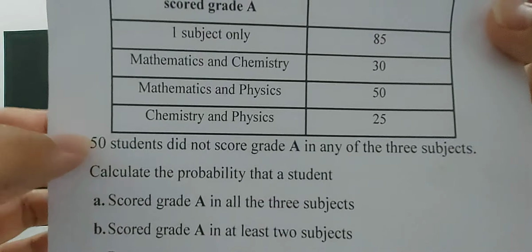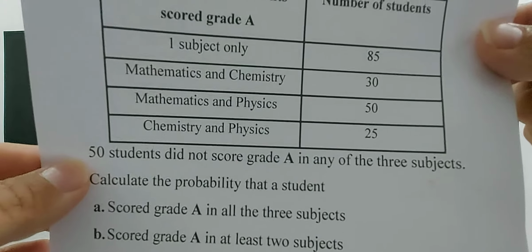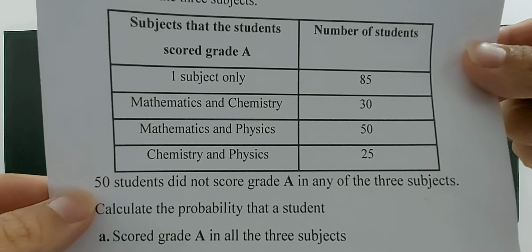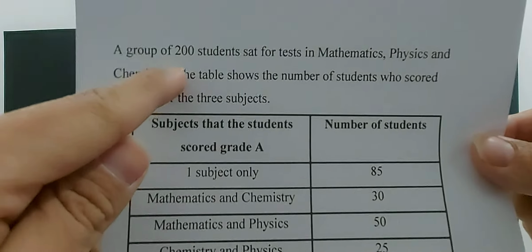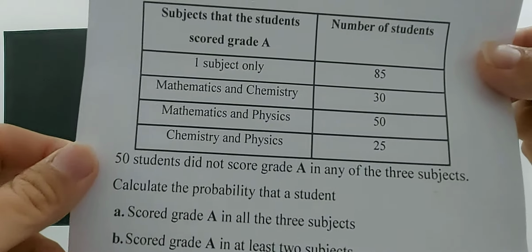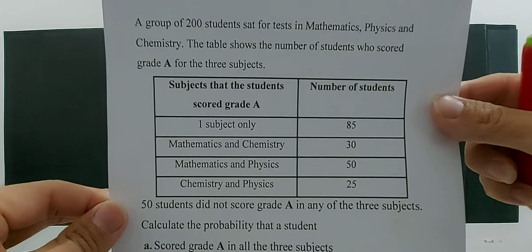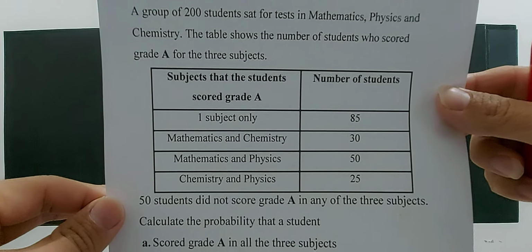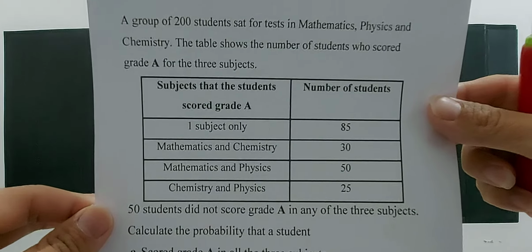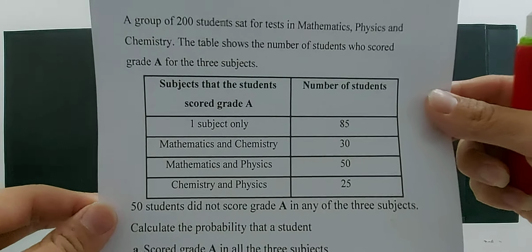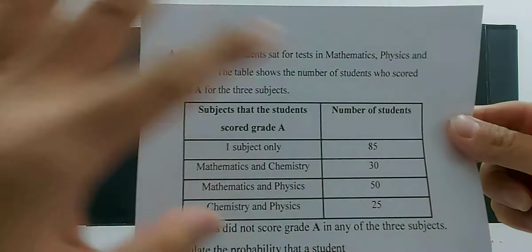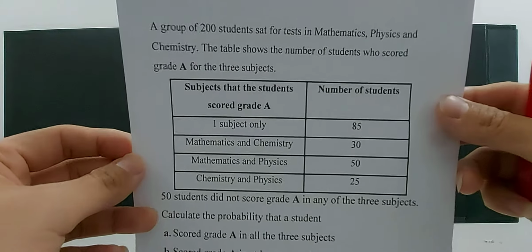The other information given is that 50 students did not score grade A in any of the 3 subjects, out of the 200 students. So by looking at this information, we have to think about how to organize the information.